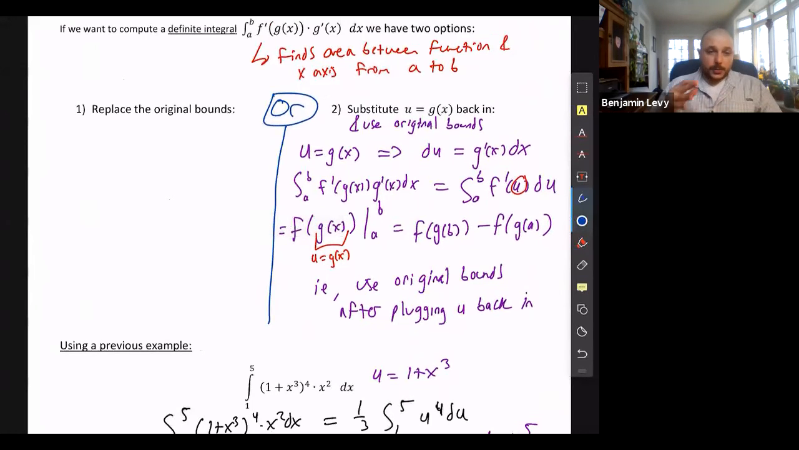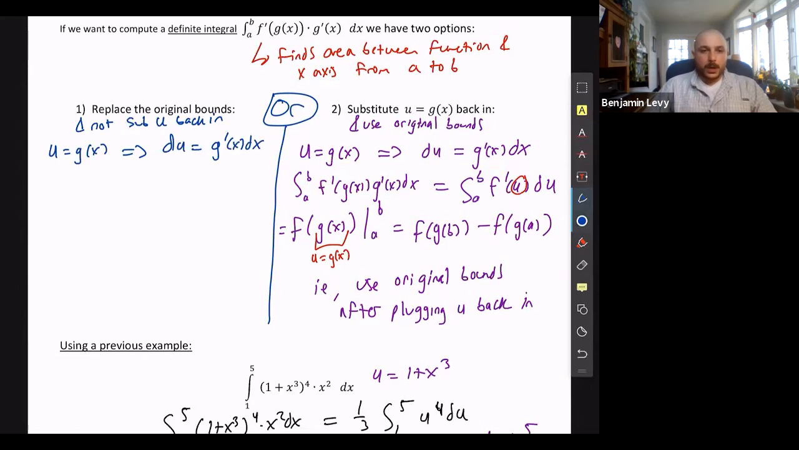So the other option is you can replace the bounds, and the idea is you don't substitute u back in. You just work with the really easy version, but when you work with the easy version, it requires you to change the bounds. I'm going to do the same kind of general thing here. So you let u equal g again, just like we did before. You again make the substitution du equals g prime dx. Nothing there has changed. What changes is the next part.